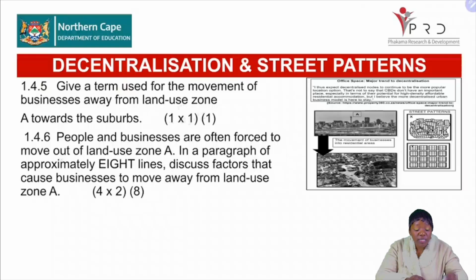So 1.4.6, the people and businesses are often forced to move out of land use zone A. We're talking about the people as well as the businesses. In a paragraph of approximately 8 lines, discuss factors that cause businesses to move away from land use zone A. So we are only discussing those factors, what caused them to move. 4 times 2, 4 responses, that will give you 8 marks. So I'm going to give you another 6 minutes because there's a paragraph question, and then after 6 minutes, we will be able to do the corrections.